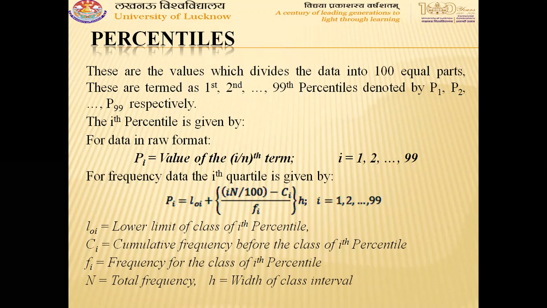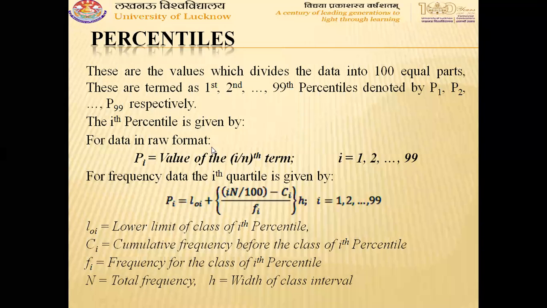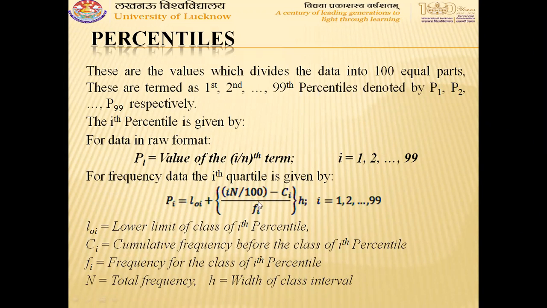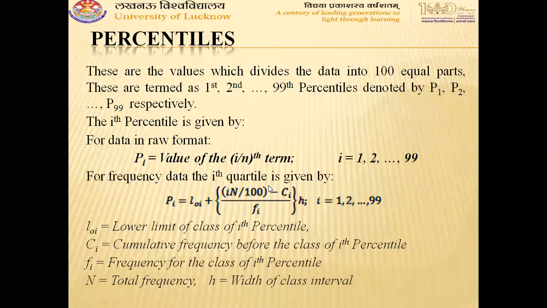For frequency data, in percentile we use 100, in decile we use 10, and in quartile we use 4. That is, the ith percentile is given by L naught i plus (i n by 100 minus Ci) upon Fi into h. And again, the class of the ith percentile would be decided by using i n by 100, and where the cumulative frequency becomes just greater than i n by 100 will be termed as the class of the ith percentile.